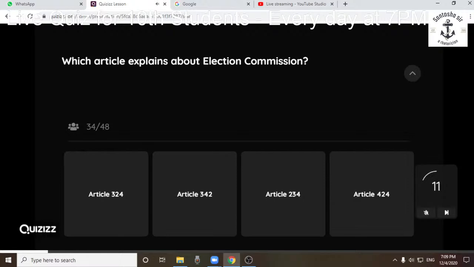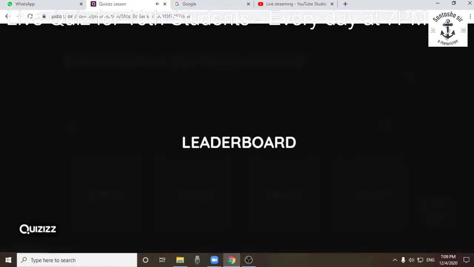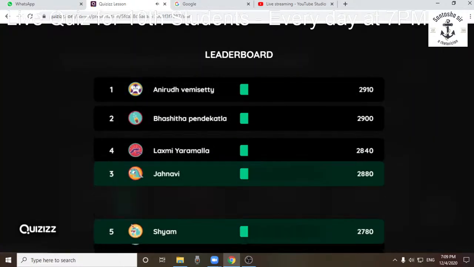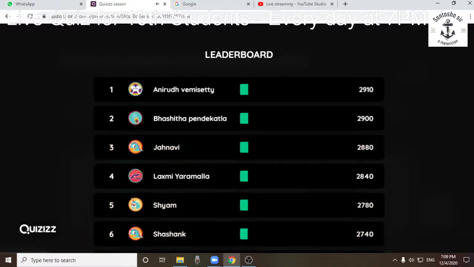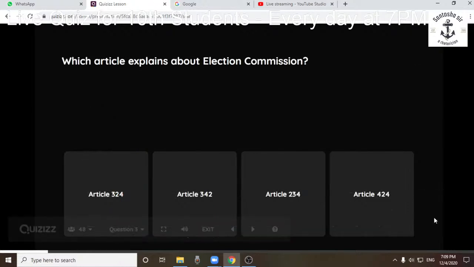Which article explains about the Election Commission? Today, counting is happening at Hyderabad and we are talking about elections. Very good. Time's up. So we have the scores here. Anirudh, Bashita, Jahnavi, Lakshmi, Shyam, Shashank. 32 members answered this question right. Very good. Moving on to the next question.